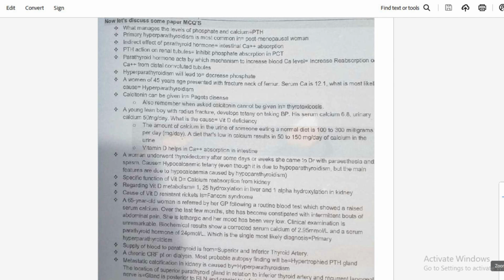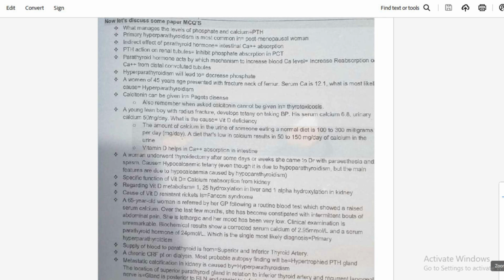Another important thing related to the anatomy of the parathyroid gland is that the blood supply to the parathyroid gland is from both the superior and the inferior thyroid arteries. Metastatic calcification in the kidney is also caused by hyperparathyroidism, and there is another MCQ: a chronic renal failure patient on dialysis. The most probable autopsy finding will be a hypertrophic parathyroid gland.